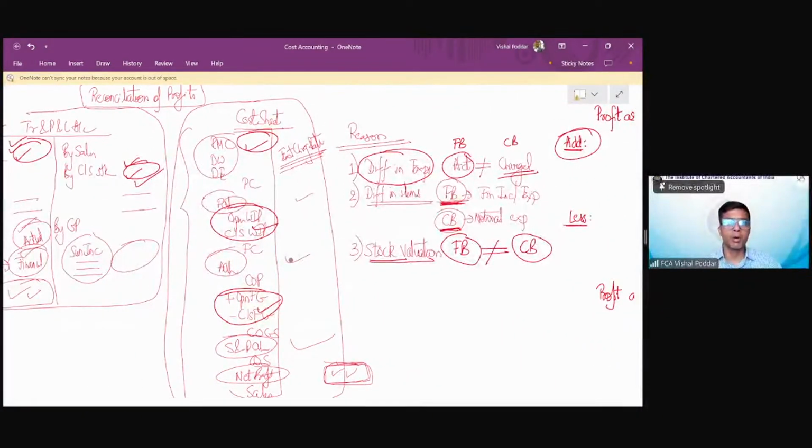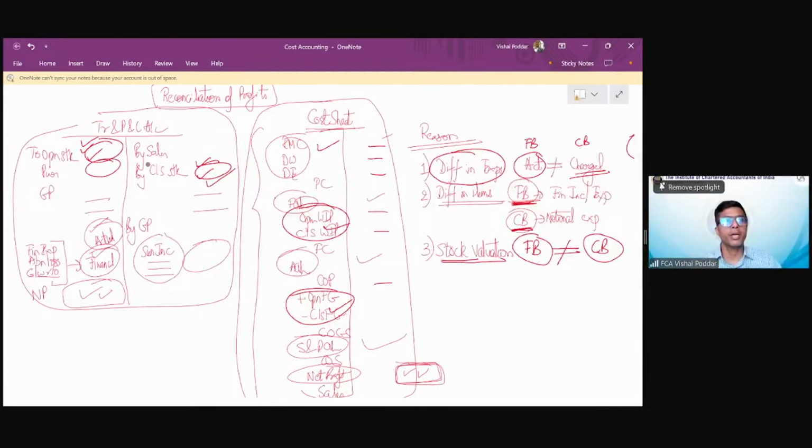In cost sheet, the amount of expenses which we write against these entries are called expenses charged. And in P&L, the amount of expenses which we write against all these expense heads are your actual expenses, or expenses which are incurred. So here you have the amount which is charged. Here you have the amount which is incurred.